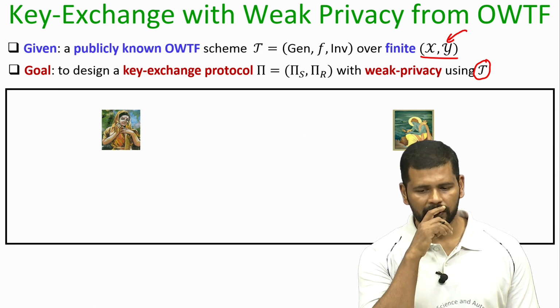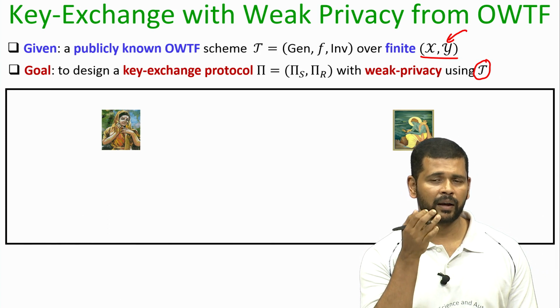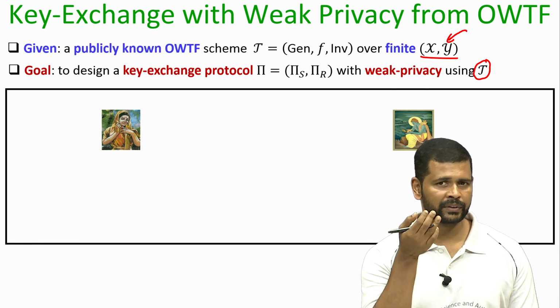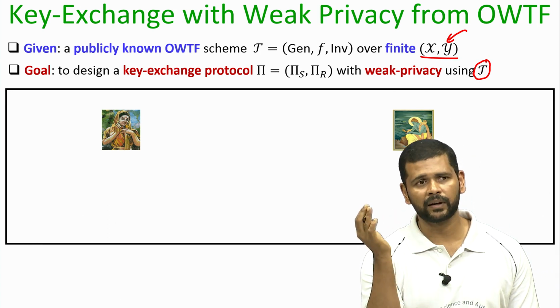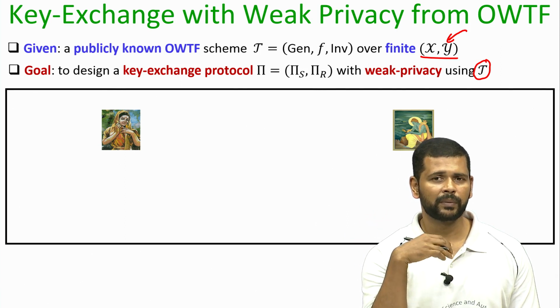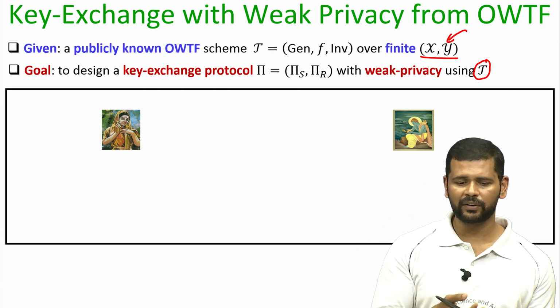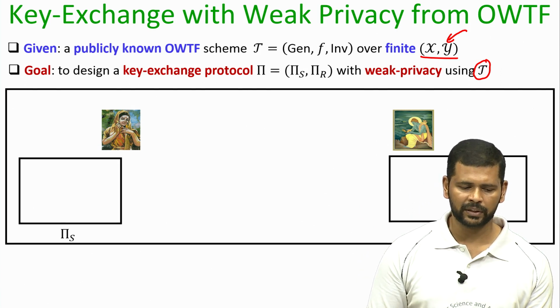From the description of the one way trapdoor function, what exactly does a one way trapdoor function do? It allows anyone to evaluate the function f, but until and unless the other party owns the trapdoor information, it will not be possible to invert the output of the function f. So, based on this intuition, it is very simple to come up with a key exchange protocol.